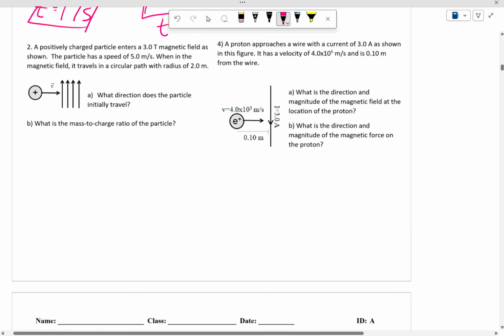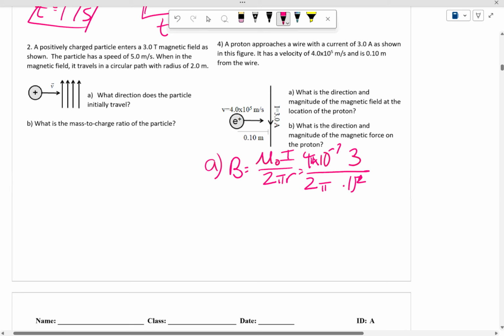Another free response is like this one, number 4, where a proton approaches a wire with a current of 3 amps. In this figure, there's its velocity, there's its distance from the wire. I first want to know what is the direction and magnitude of the magnetic field. So A is B equals mu naught I over 2 pi r. 4 pi times 10 to the minus 7 times the current, which is 3, over 2 pi times r, which is 0.1.